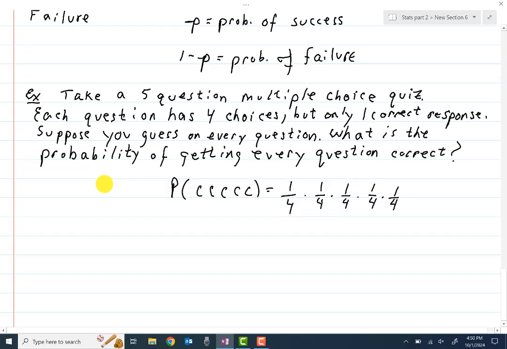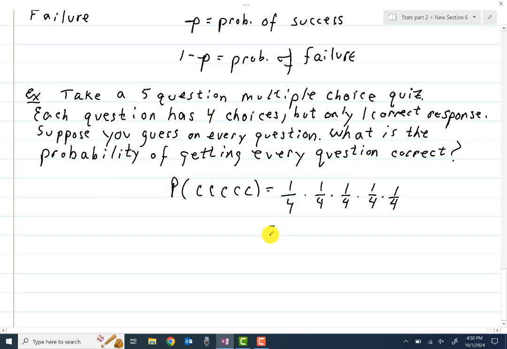Now, I guess I could multiply them all together. Let me see what we have. 16 times 16 is 256. I think it's 1 over 1,024. Feel free to go to the decimals if you should want to. More likely, let's see what this one is here.